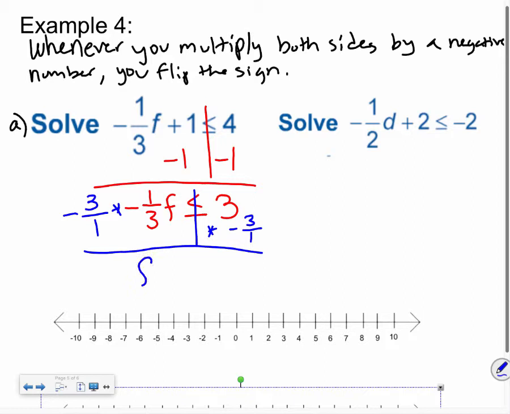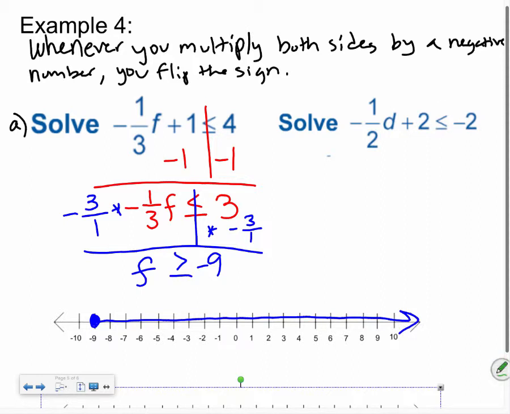So I'm left with f, and then I multiplied both sides by a negative number, so I have to flip my sign. So it becomes is greater than or equal to, what's 3 times a negative 3/1, or negative 3? That is the same as negative 9. So I find negative 9. It's f is greater than or equal to, so I fill in my circle, and I shade to the right.